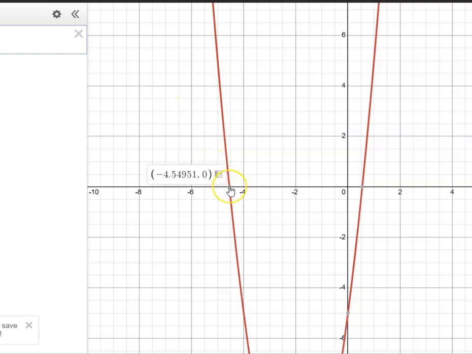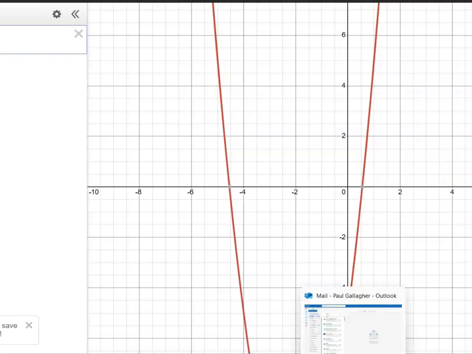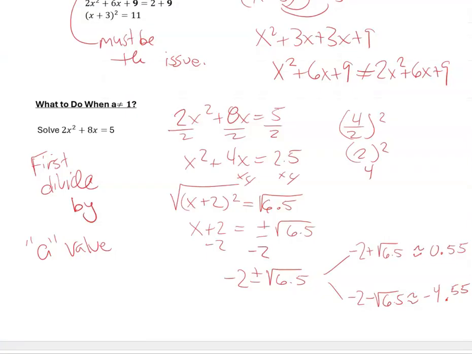So if I put my cursor over here, you get -4.55 about, and you get 0.55 about. So -4.55 and 0.55. And if I pull this up, you could see those were the answers that we got. So the graph is a great way for you to check if your answers are reasonable.